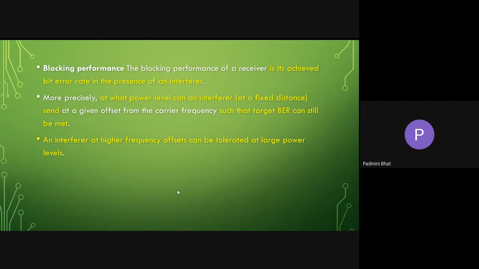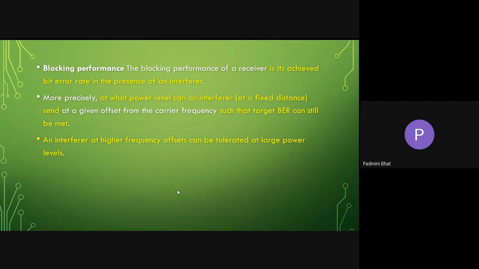That is what we need to consider for blocking performance. An interferer at higher frequency offsets can be tolerated at large power levels. Sometimes we cannot avoid the interferer, because it is environmentally created, so we cannot completely nullify it, nor completely accept it. But what is the offset level we can take?